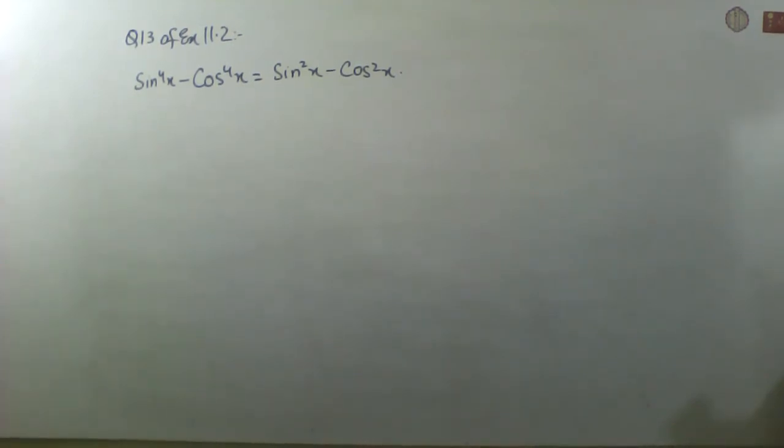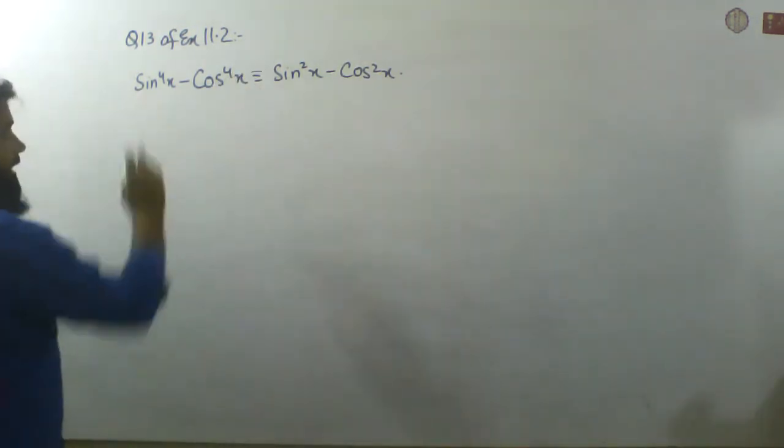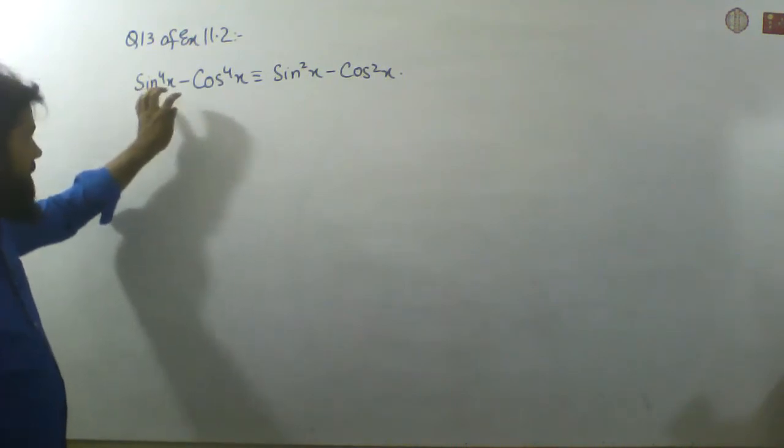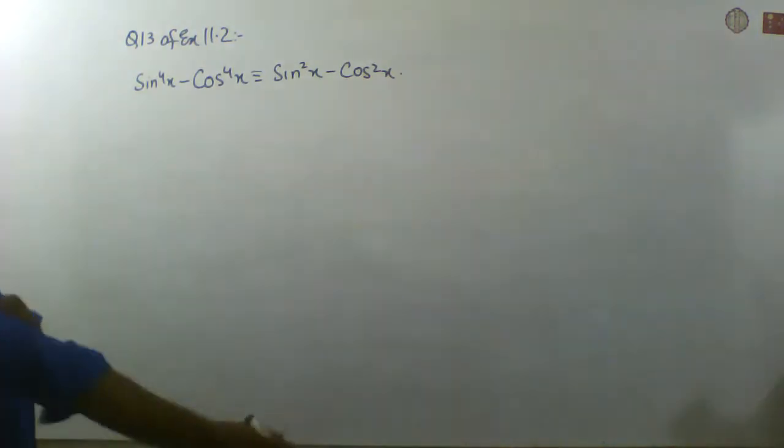Question number 13 of exercise 11.2. The question says sin 4x minus cos 4x equals sin square x minus cos square x. That's the thing given to us, and I have to make the left side equal to the right side.